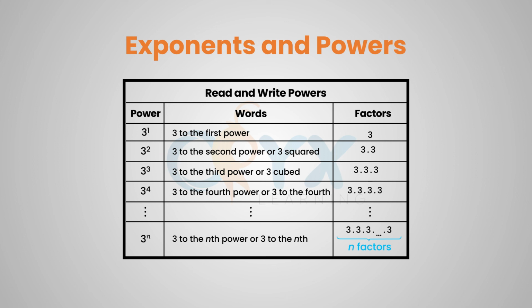3 to the third is 3 cubed, 3 times 3 times 3, and so on. The exponent represents the number of times that that power or factor is being used. So 3 to the nth power would be 3 times 3 times 3, n times, n factors.